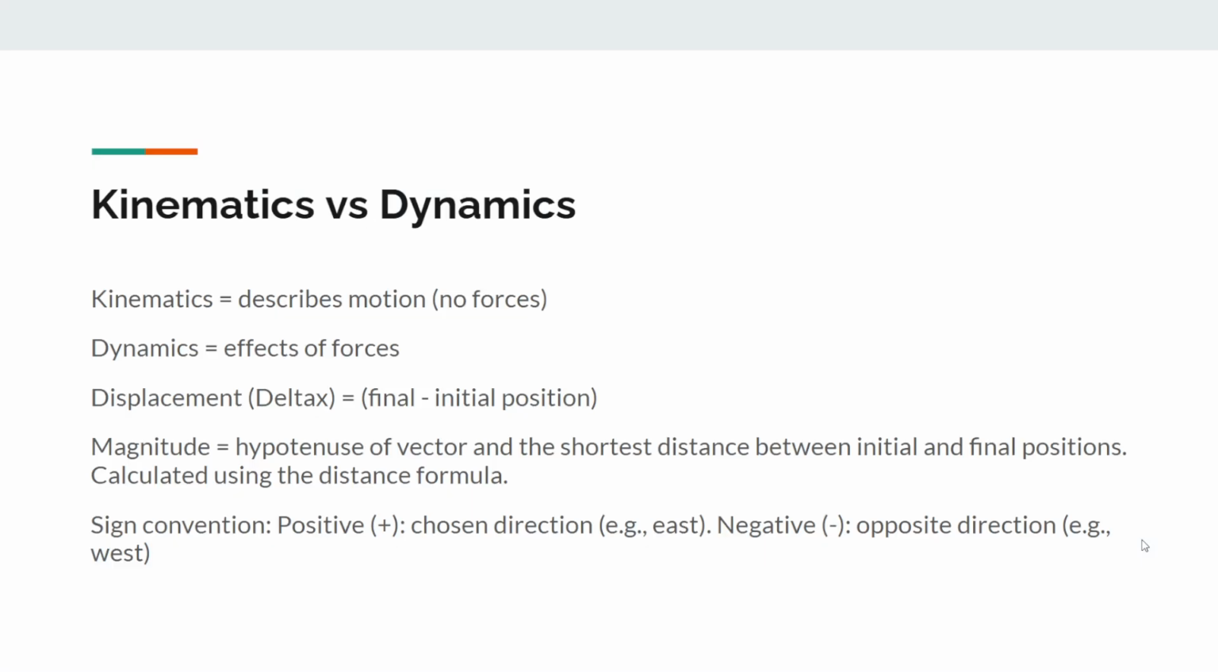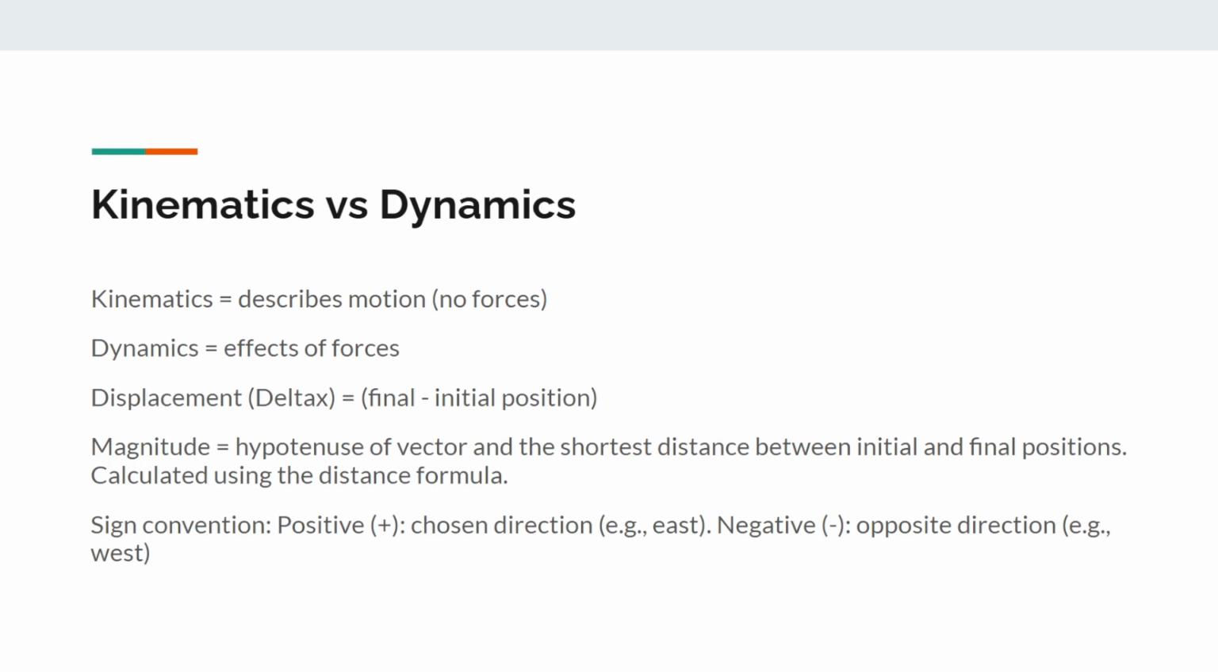2.1 displacement. So first, let's go over kinematics and dynamics. But kinematics versus dynamics. Kinematics describes the motion with no forces. Basically, it doesn't explain why it happens or why there's forces. It just goes over acceleration, velocity, position, displacement, distance, all that stuff. And dynamics is the effects of forces.